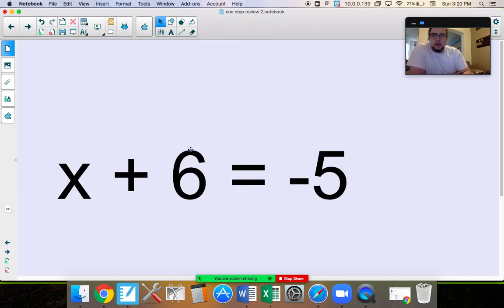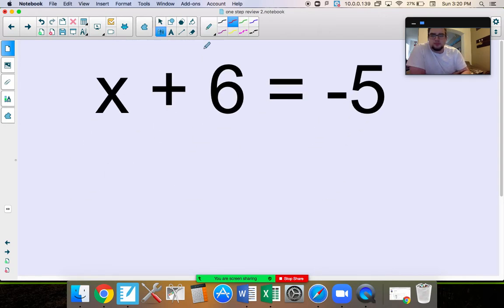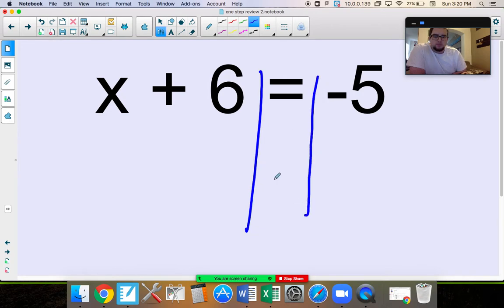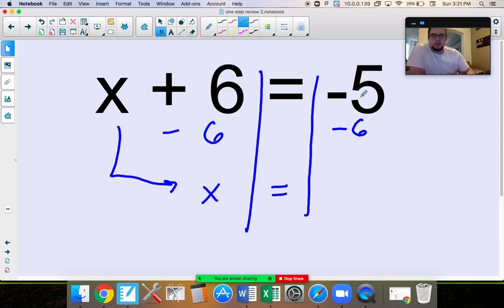So this one we have addition. So we're going to subtract 6 from both sides. 6 take away 6 is 0. So x is the only thing left. So we're good there. So we've isolated our variable. We have a negative 5 and we have a negative 6. We're going to combine these two. So negative 5 combined with a negative 6 combines to negative 11.